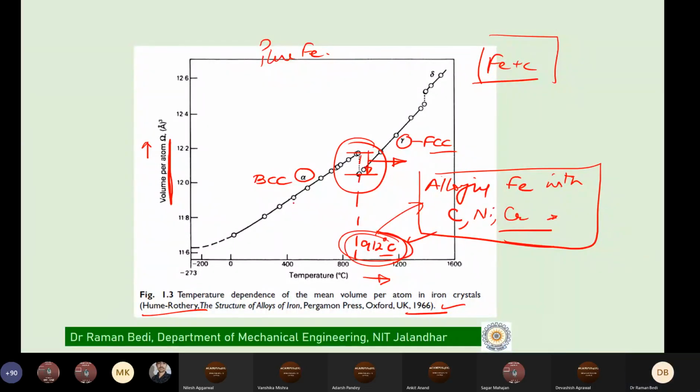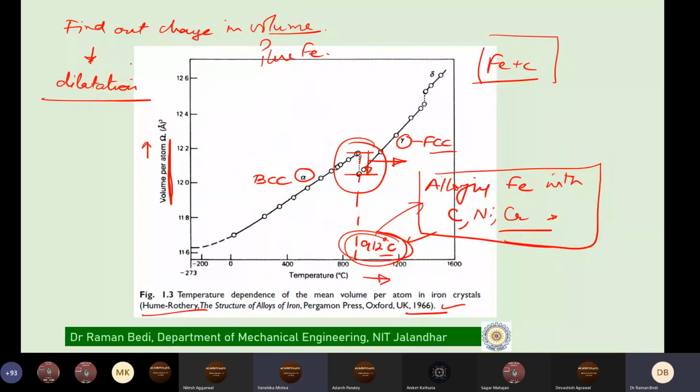As an engineer? Yes. How? Sir, we can heat it and check where the volume decreases rapidly. Yeah, so you can actually try to find out the change in volume. Change in volume. And if you have studied strength of materials, it is called dilatation. Is that right? Yes, sir. Dilatation. There is a change in volume happening.